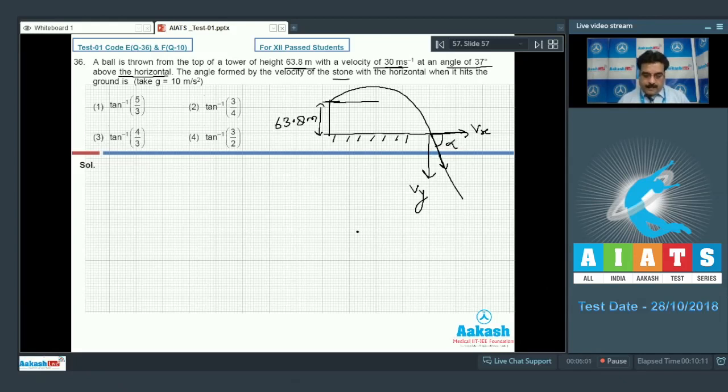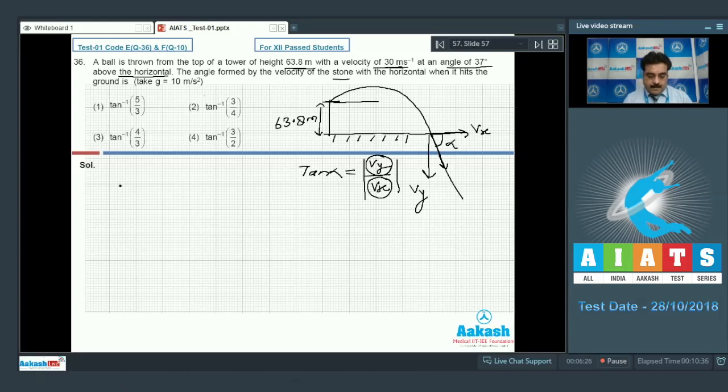So my requirement is alpha, and we can calculate tan alpha by using the vertical component of velocity and the horizontal component of velocity, because we are looking for the angle. That's why I am going to use the modulus. So our first requirement is Vy, how will you calculate it? Another requirement is Vx, how will you calculate it?